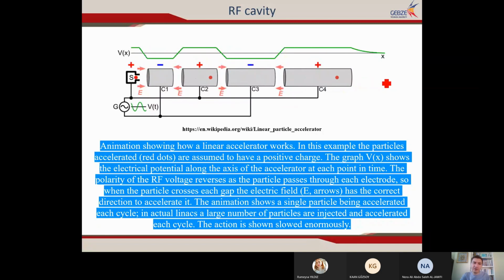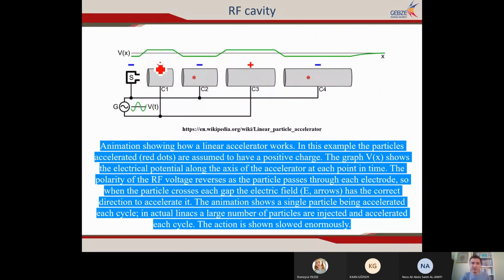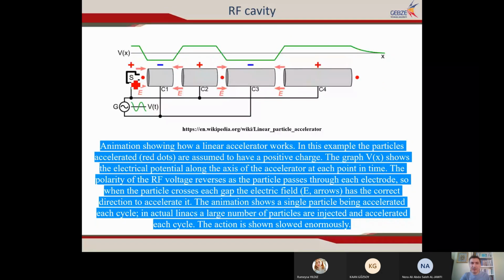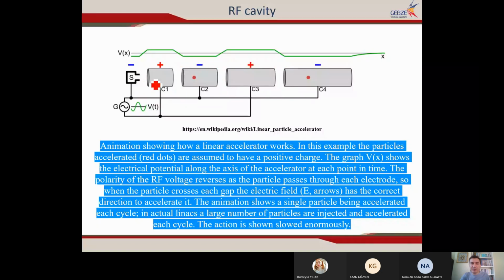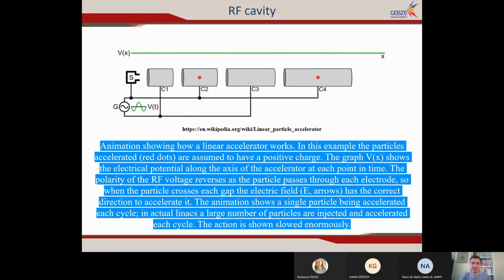Okay, it is the same also for the electron. If you have an electron beam here at the beginning, it must be negatively charged. This is positively charged. Then the electron beam is accelerated from the source in this direction, the forward direction. And whenever the electron leaves the first part, this becomes negatively charged, this becomes positively charged, let's say, okay? And then you accelerate the electron again, in each part of the RF cavity. Finally, electrons have huge energies. So this was the working principle of the RF cavity.